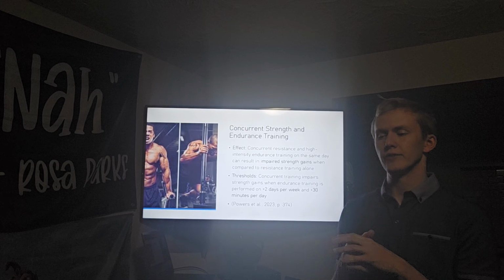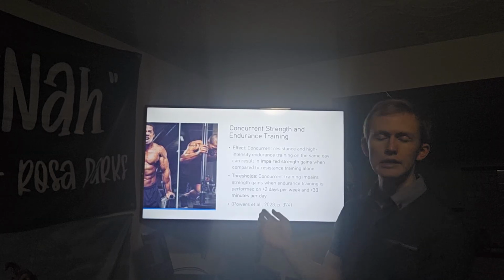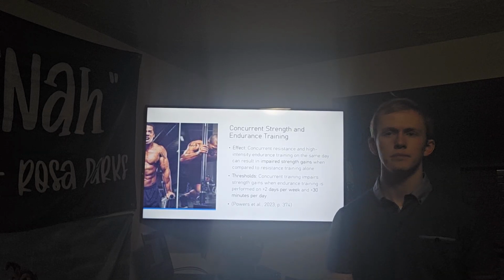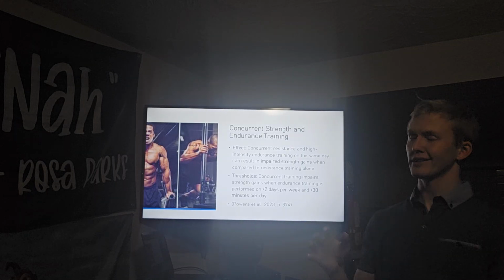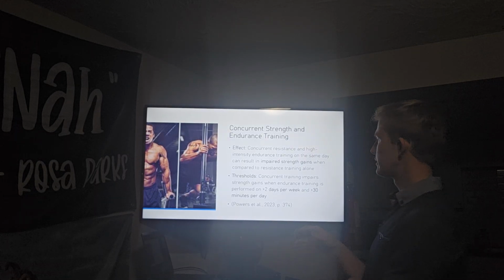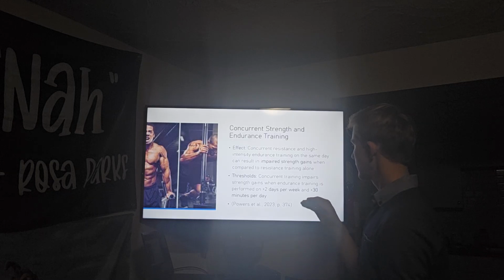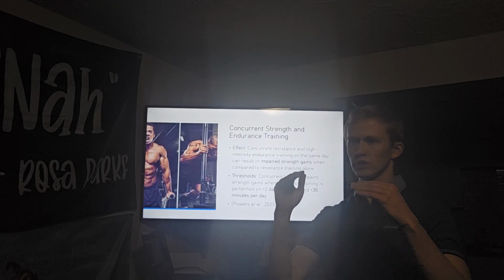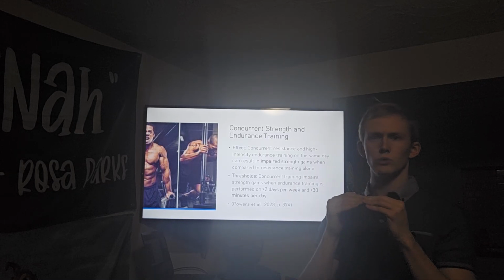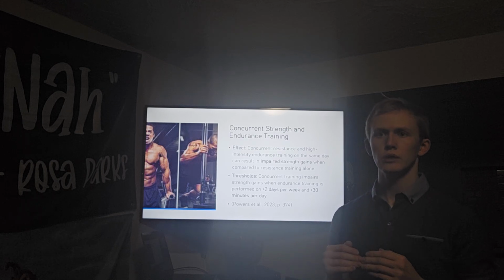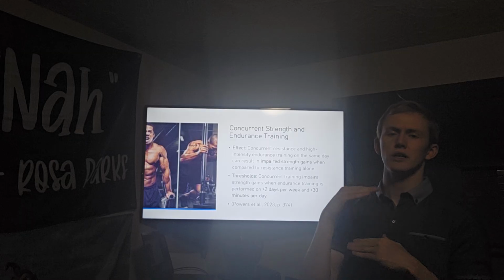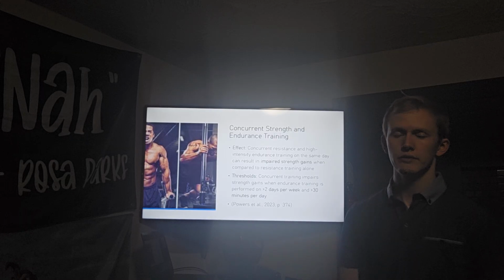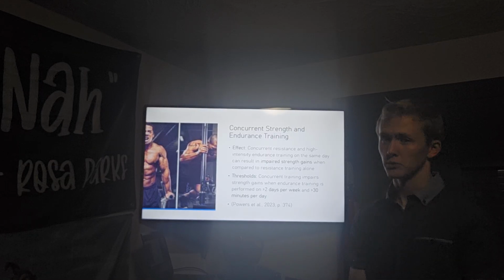But if you were an endurance athlete, it's kind of close to the opposite. If you were to do resistance training, you would either see no change or you could see an improvement of performance in your events. So I thought that was super cool as well.